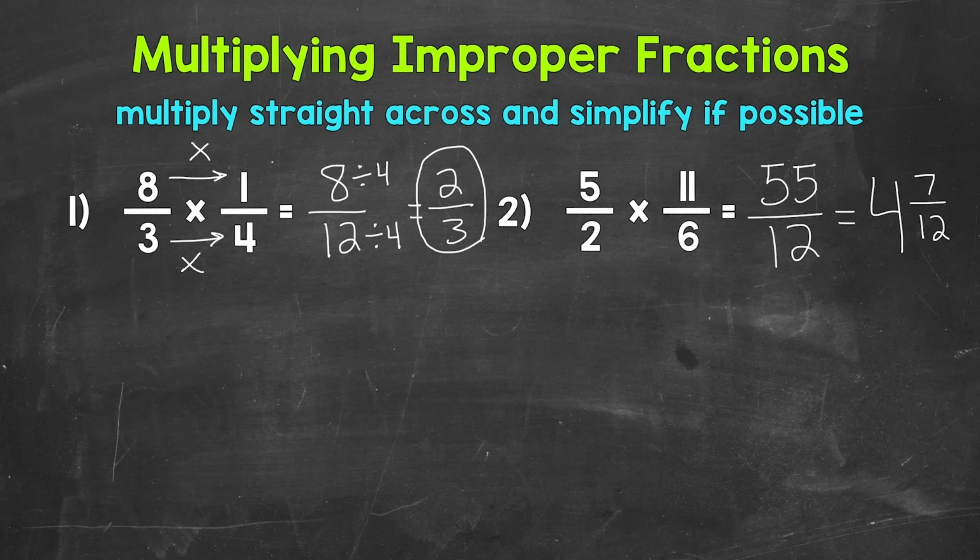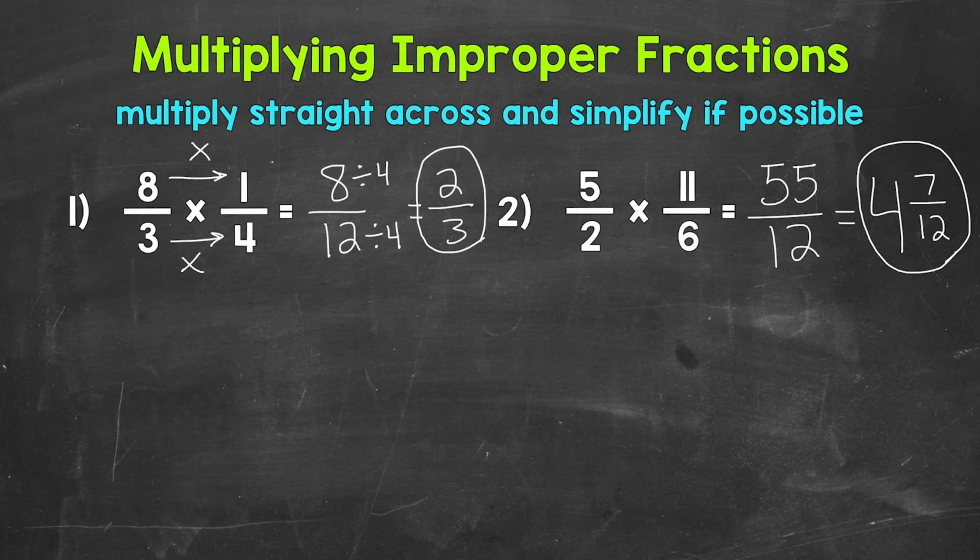We can look to see if we can simplify that fractional part of the mixed number. 7/12 is in simplest form. The only common factor between 7 and 12 is 1. So our final answer, 4 and 7/12.